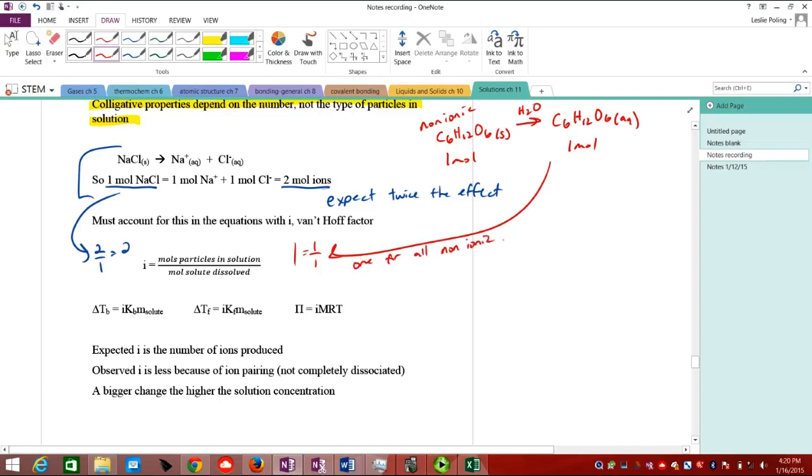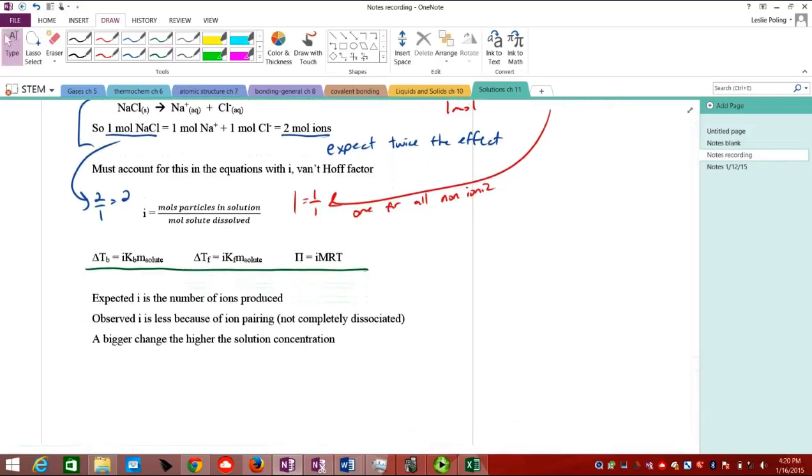And it's going to be 1 for all of our non-ionic things, which is why we didn't have it in our first equation. But when you look at these equations, you'll notice they're exactly the same as what we had before. We just have to add the i to it. The expected i is the number of ions it produces, but the observed i is going to be a little bit less because we don't have complete dissociation. And the higher the solution concentration, a greater difference there is between the expected i and the observed i.